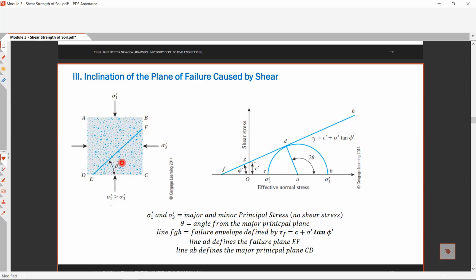And the angle theta, this one, is the angle between the major principal plane and your failure surface. This is our failure surface, which is already linear. This one is your major plane. So according to the figure, the angle theta is the angle between the major principal plane and the failure surface.